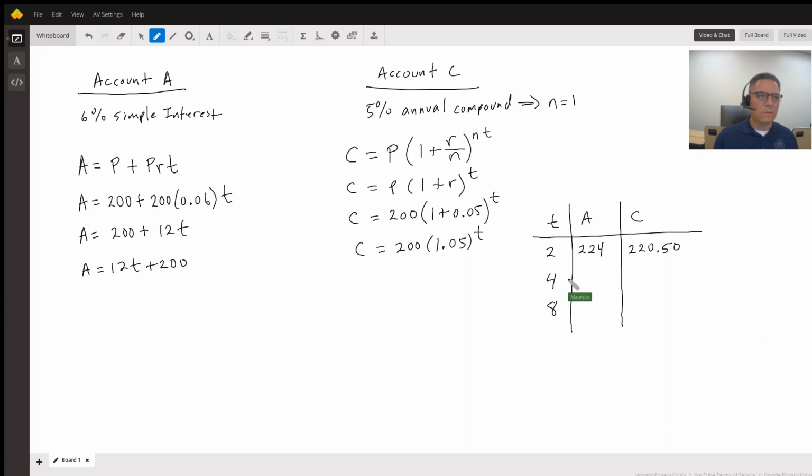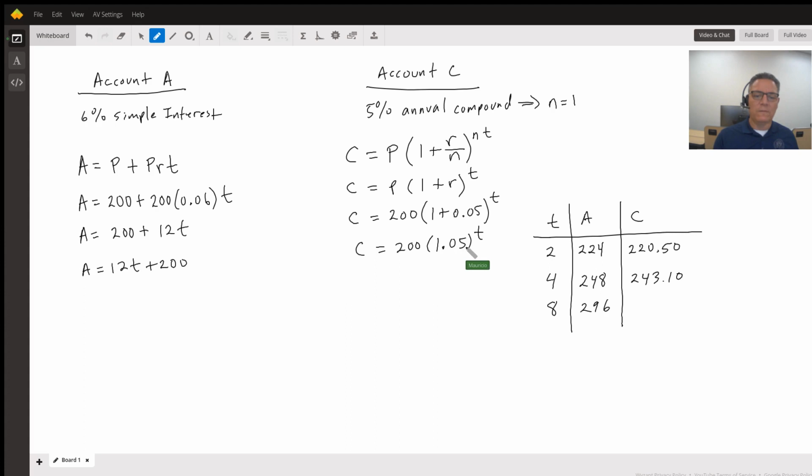Now let's look at 4 years. If T is 4, 12 times 4 is 48, plus 200 is 248. And for account C, 200 times 1.05 raised to the fourth power, when you plug that into your calculator, you should get $243.10. And finally, after 8 years, 8 times 12 is 96 plus 200, that's 296.